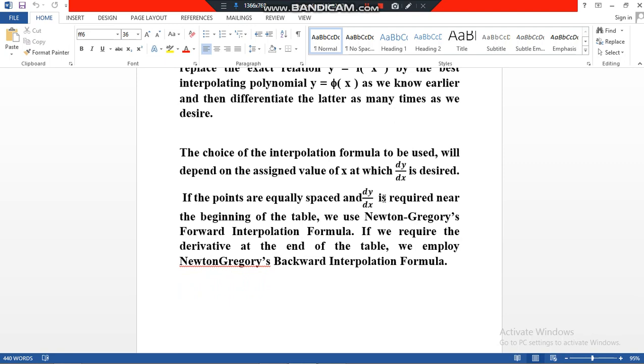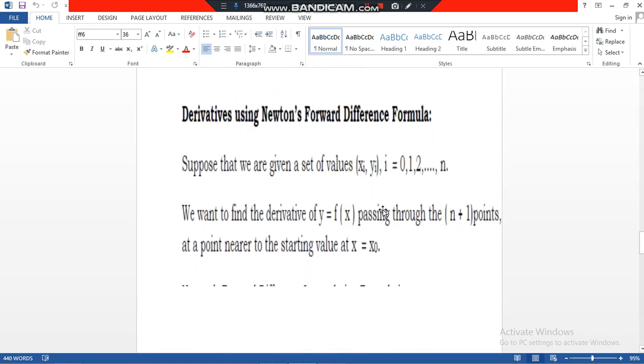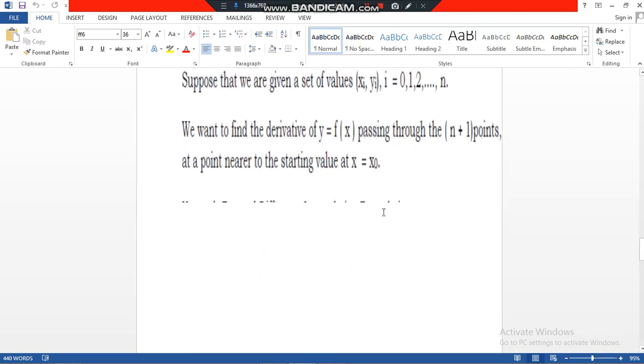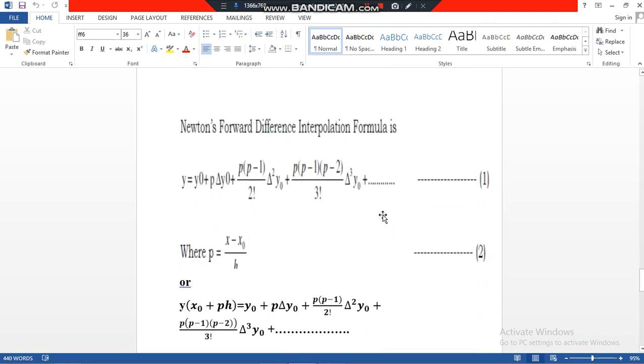And suppose we have to calculate the derivative at the end of the table, or near the end of the table, then we have to use Newton's backward interpolation formula. Suppose we have to calculate the derivative at the beginning of the table, then we have to use Newton's forward interpolation formula. And we know that Newton's forward interpolation formula is given by this series: y at a particular point x is equal to y naught plus p del y naught plus p(p minus 1) upon factorial 2 del square y naught, and so on.